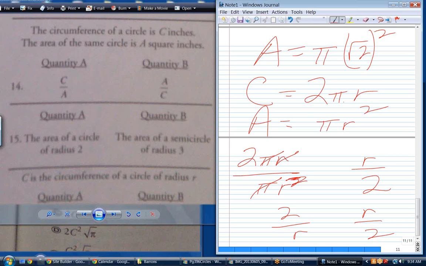Once again, the key here is to write these out. If you write those out on almost every question about circles, it will be helpful. All of these tend to require you to relate C and A, which is really working with radius.